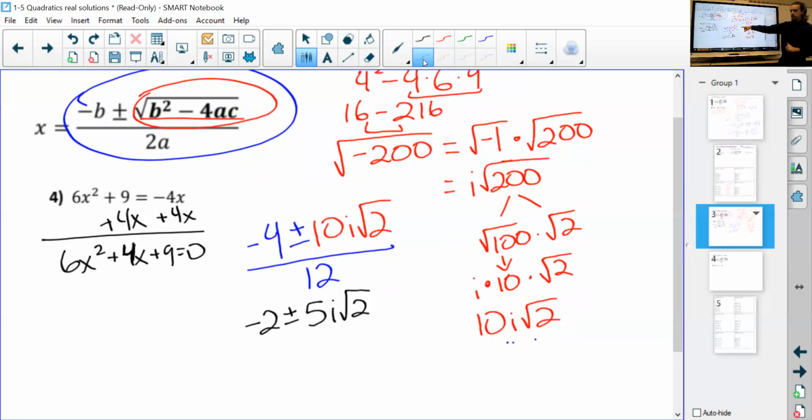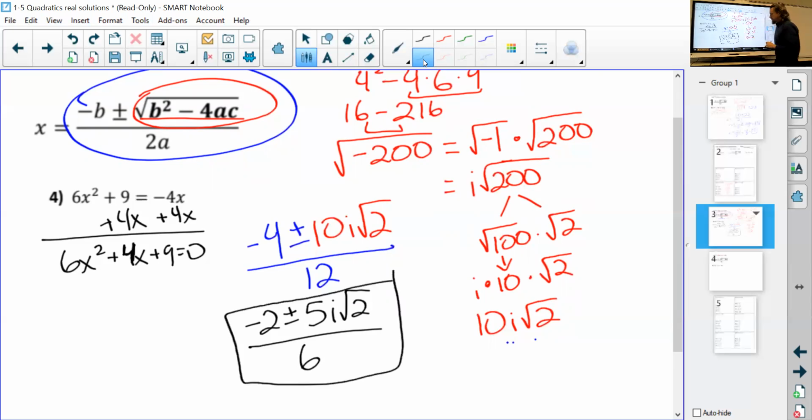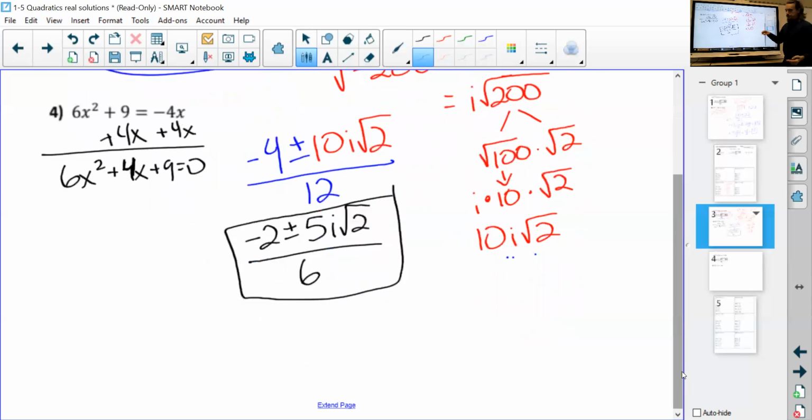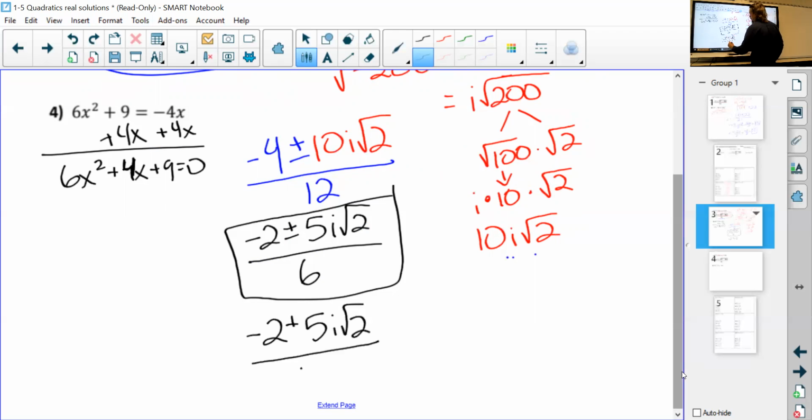Notice we don't mess with that square root. Once you get this far, whatever that square root is, leave it alone. It's not going to change again. Can't do anything with that. Leave it alone. Divided by 12 divided by 2 is 6. So this would be our answer. Or if you're doing this on Canvas, it does split them up, so it would be negative 2 plus 5i square root of 2 over 6, comma, negative 2 minus 5i square root of 2 over 6.